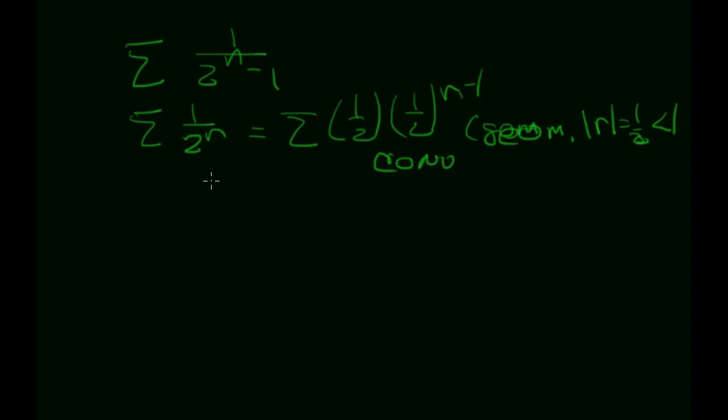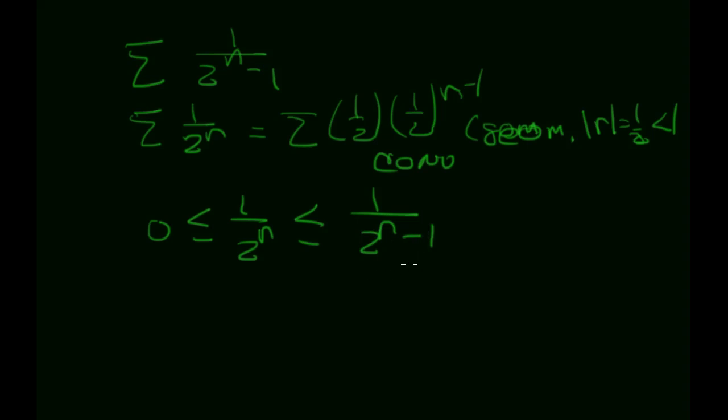So now let's try to compare these, right? So 0 is less than or equal to... Now, which one is the bigger one? Well, in fact, 1 over 2n is going to be dominated by 1 over 2 to the n minus 1. And that's exactly the wrong thing I want.